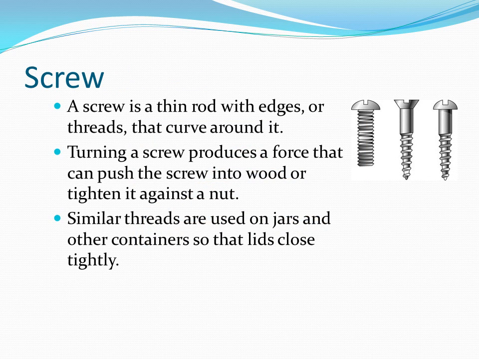Then the screw. A screw is a thin rod with edges or threads that curve around it. Turning a screw produces a force that can push the screw into wood or tighten it against a nut. Similar threads are used on jars and other containers so that lids close tightly. The picture is given.